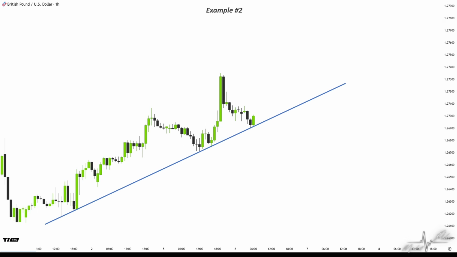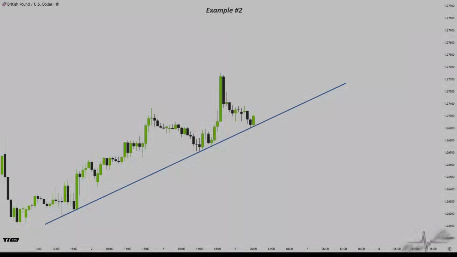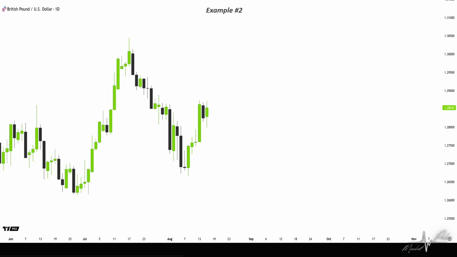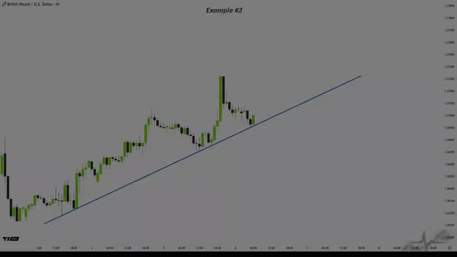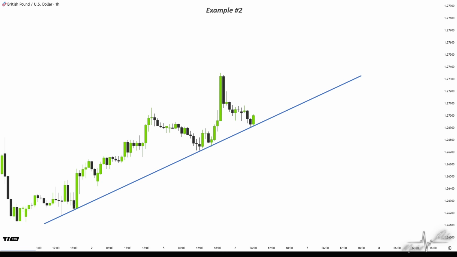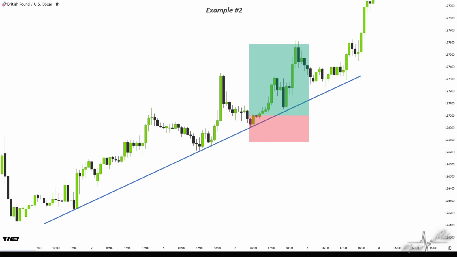Now, let's look at the opposite scenario. Here, we have an uptrend on the 1-hour time frame. If we switch to the daily chart, we can see there's still plenty of room before price reaches the next key level. So when we drop back down to the 1-hour, we can confidently look for long setups and target that higher time frame structure.